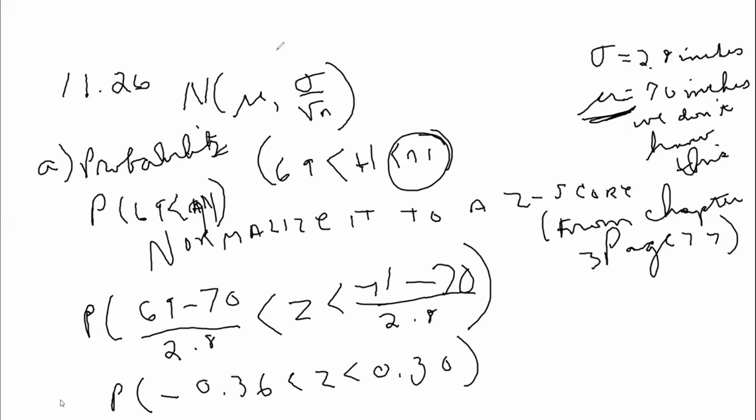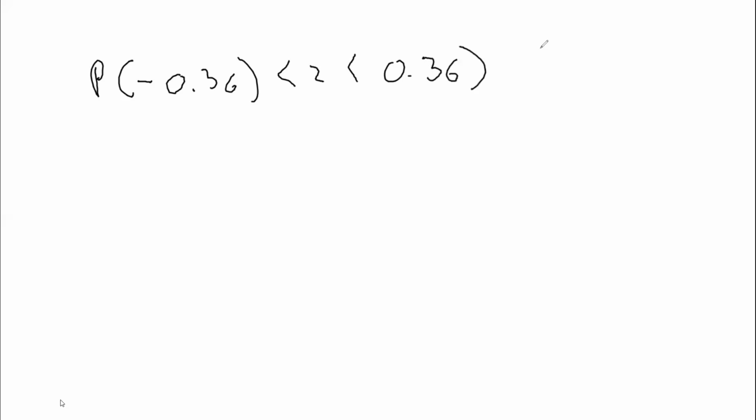So now we continue. I have to go to another page, so I'm going to save this, clear it, and continue. From the page we had before, we had P of negative 0.36 less than Z less than 0.36. Those were the calculations. Now we go to table A.